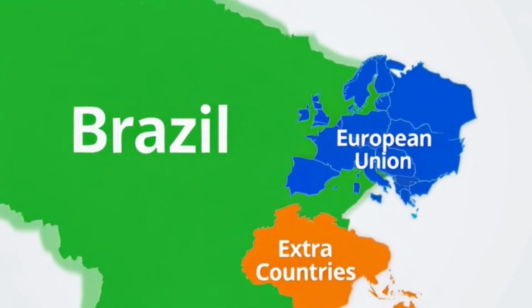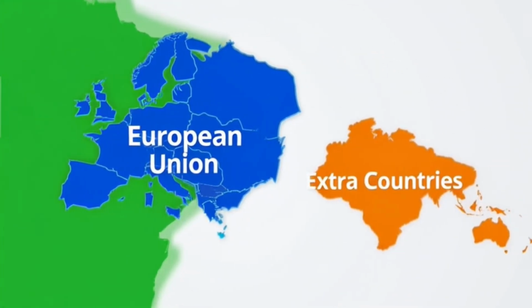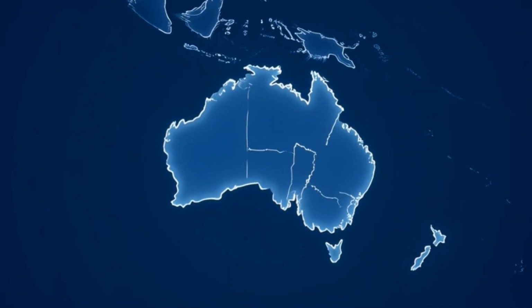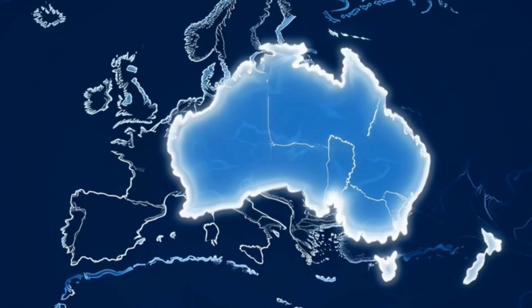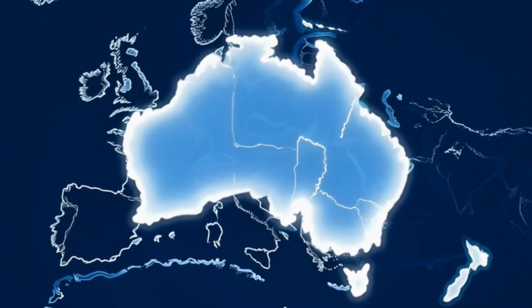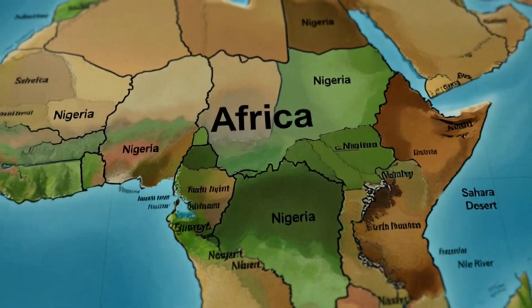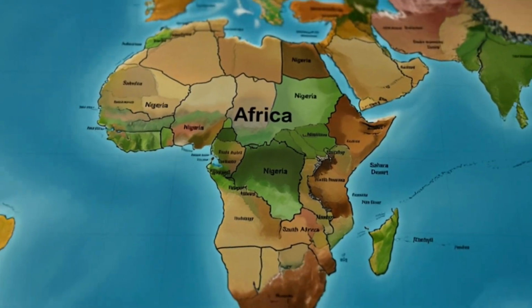Probably not. Now, Australia. People know it's big. But here's the thing. Australia is so wide that if you placed it over Europe, it would stretch from Portugal all the way past Moscow, the whole continent. And yet, on most maps, it sits down in the corner looking modest and manageable.